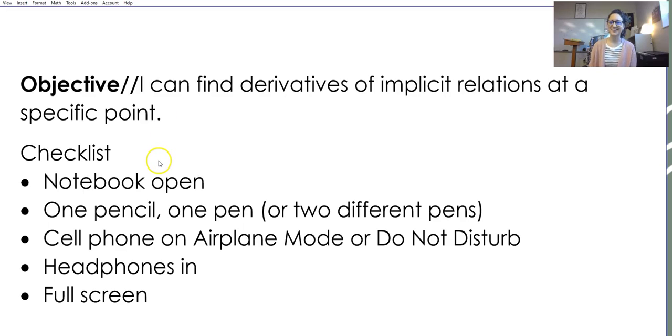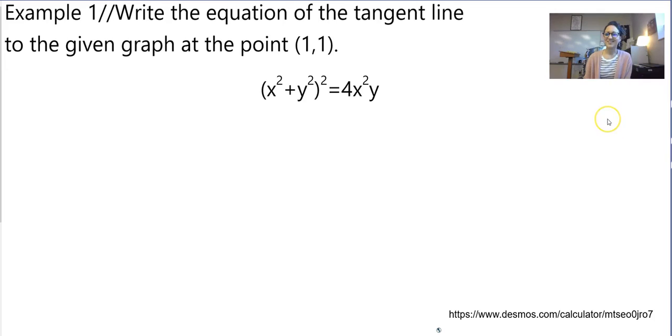I'm going to go ahead and pause the screen. You know what to do from here. All right, I'm going to force another pause on your screen. Can you go ahead and copy example 1, and then we're going to do this together.